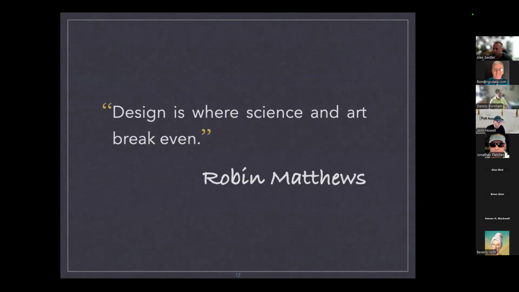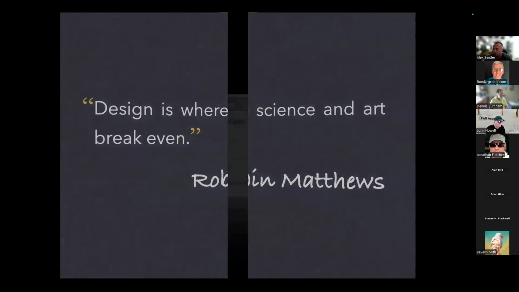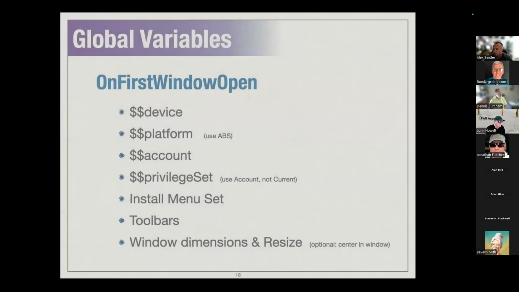So for the rest of what I'm going to be discussing today, it's not as much the artistic element as it is the things that borrow on arithmetic and FileMaker functions. So to begin with, I start with global variables.